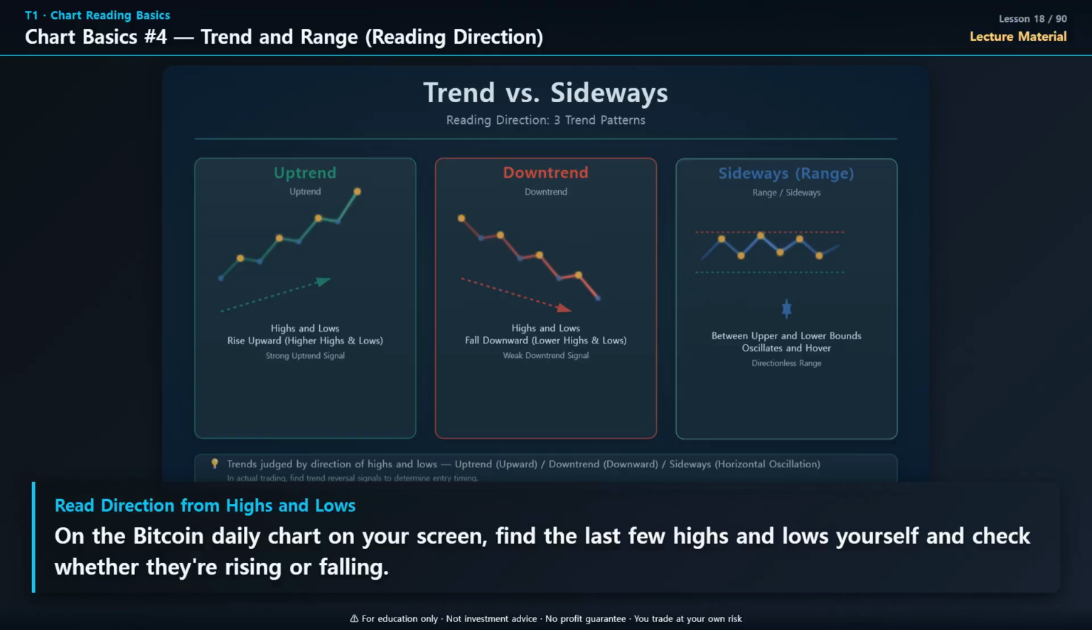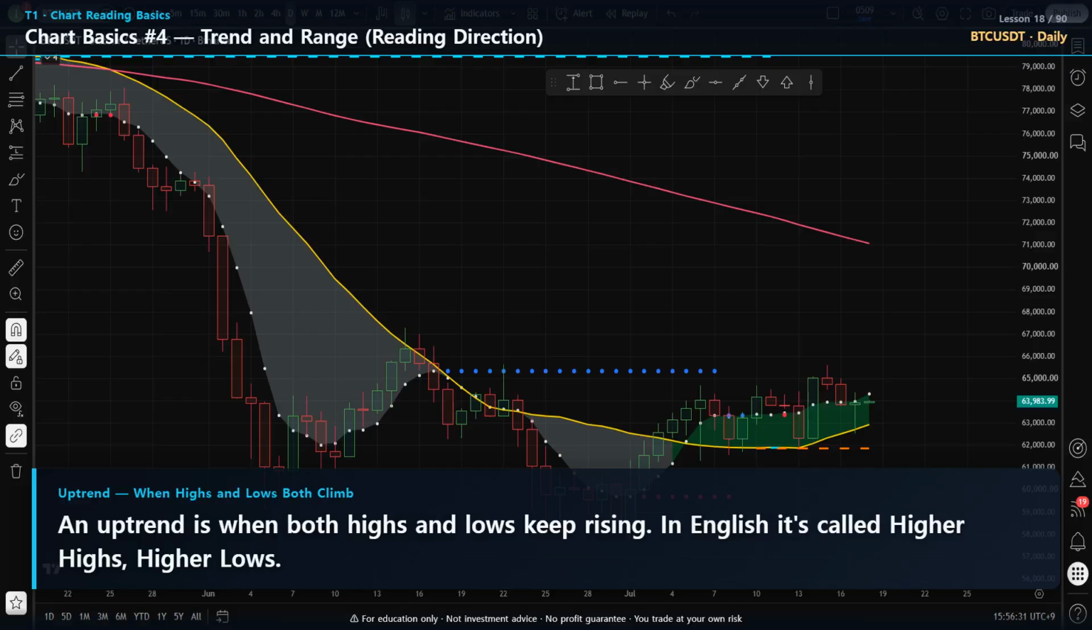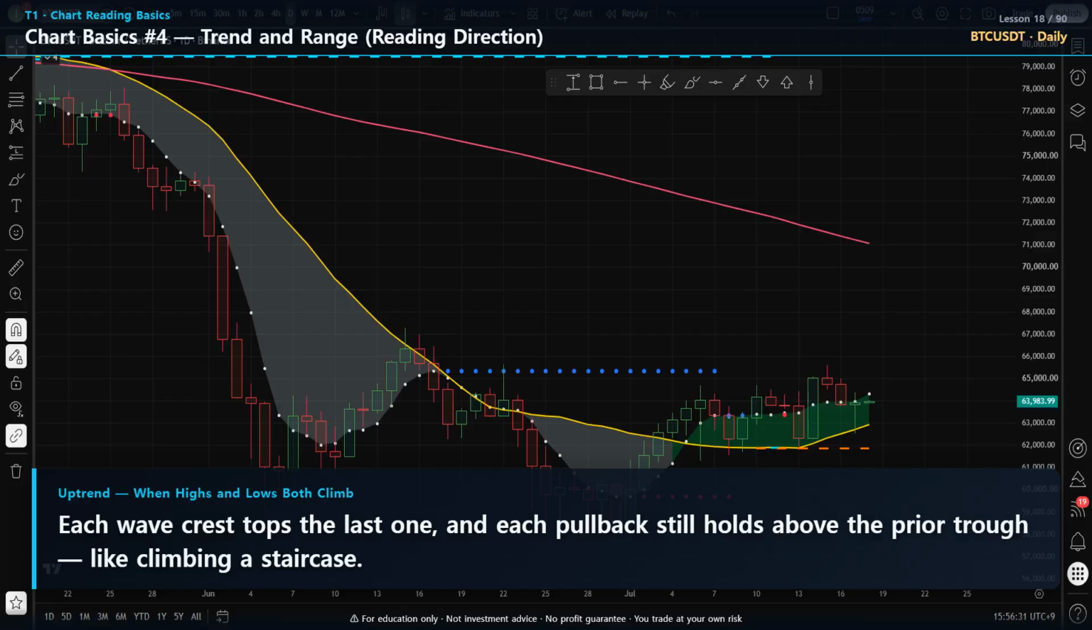On the Bitcoin daily chart on your screen, find the last few highs and lows yourself and check whether they're rising or falling. An uptrend is when both highs and lows keep rising. In English, it's called higher highs, higher lows. Each wave crest tops the last one, and each pullback still holds above the prior trough, like climbing a staircase.